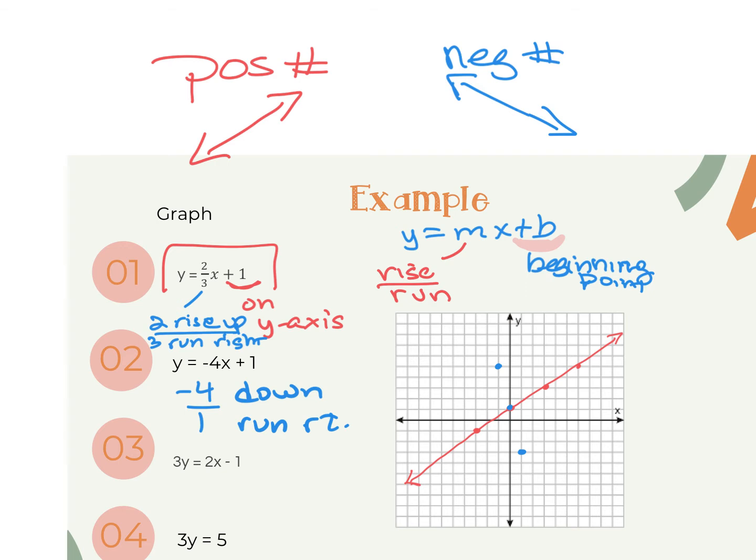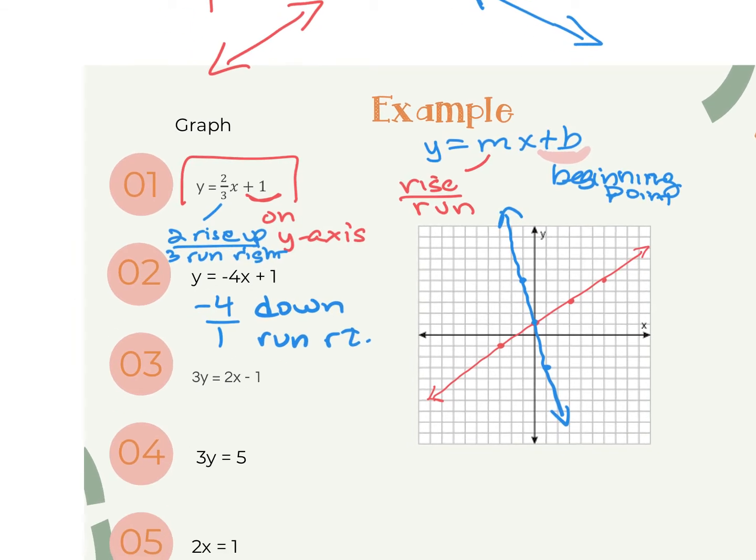And then connect your points. And again, notice it's a negative slope, so it's falling from left to right. So that one is in blue. I'll do the next one in black. Now, this one is not in slope-intercept form, so we can rearrange it.